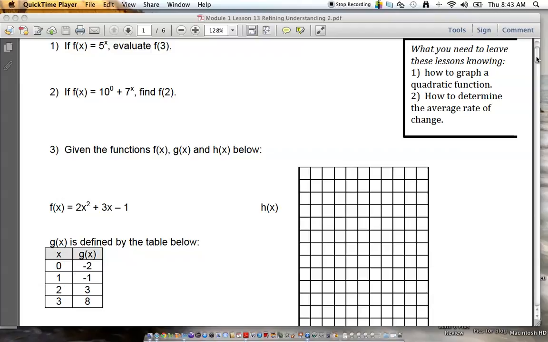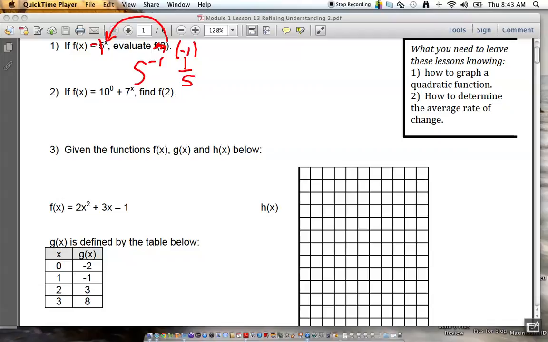Okay, so the next one says this. If f of x is 5 to the x, evaluate f of 3. So I'm going to substitute the input of 3 into that. I get 5 to the third, which is what? Well, what does your paper say? Oh, it says 5 to the -1? Okay, so this is negative. So what is 5 to the -1? It is 0.2 if you use your calculator. As a fraction, it's 1/5.